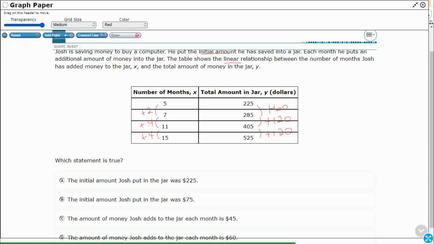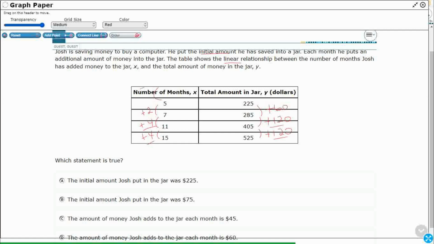Okay, so we're trying to find statements. So let me find the initial amount, and then let me find the amount of money that Josh adds per month. Okay, so to find the initial amount, I need to go backwards. So I'm going to take these two. They've already done a big chunk of work for me. These two right here, they've got a +4. That's a +120, right?